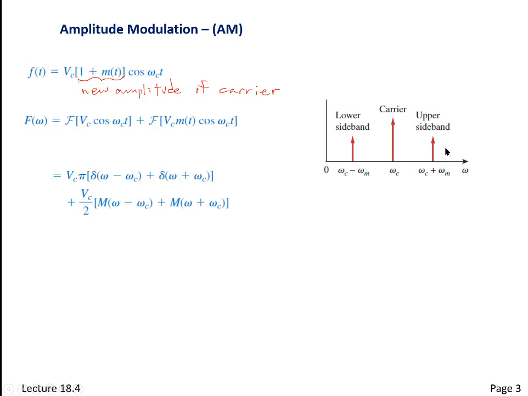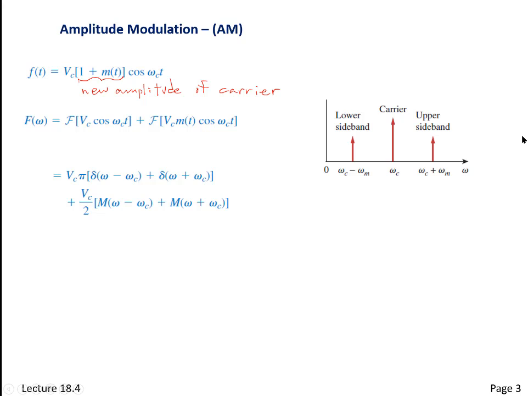This is that picture. The text just adapts the one for naming's sake. We call the carrier WC, and WC plus and minus WM are called the sidebands, the lower sideband and the upper sideband. And there are various things you may have heard of: single sidebands, double sidebands. This is what we're talking about. Double sideband is this. Single sideband is only one.